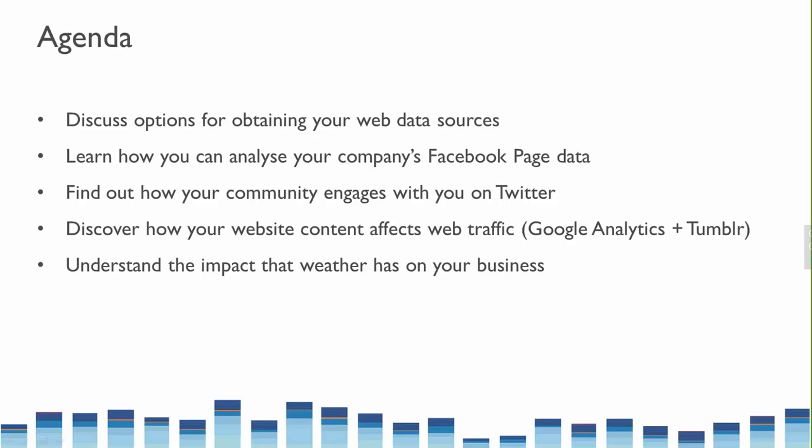We're going to discover how your website content affects the web traffic that's being driven to your website. And the example I'm going to use here focuses on Google Analytics and Tumblr. Tumblr is the platform which I chose to build my blog on, so I'm able to get some meaningful data and combine that with Google Analytics. And then finally, we're going to look at some weather data to understand the impact that weather might have on your organization and where you might be able to source useful information about weather patterns and correlate that to other data that you might have within your business.